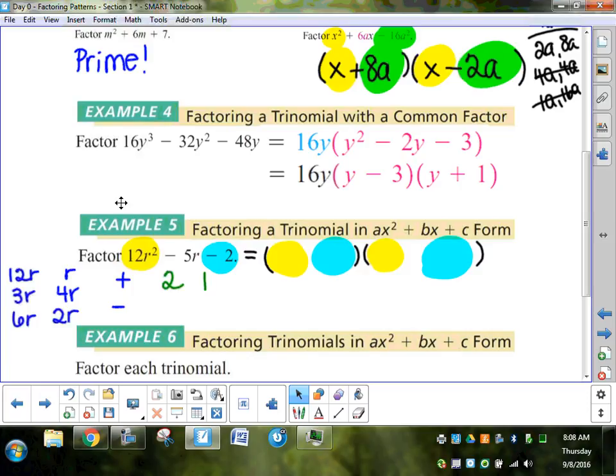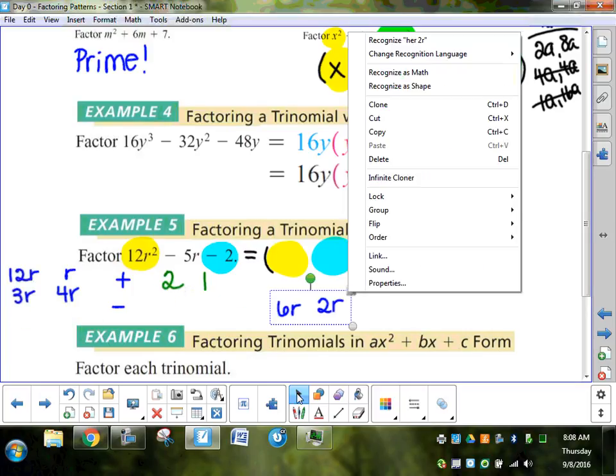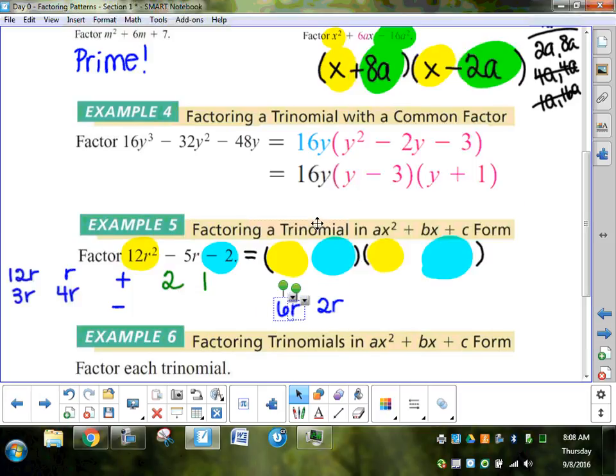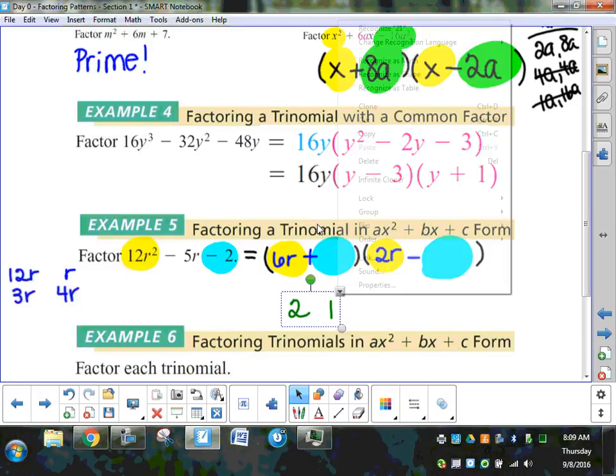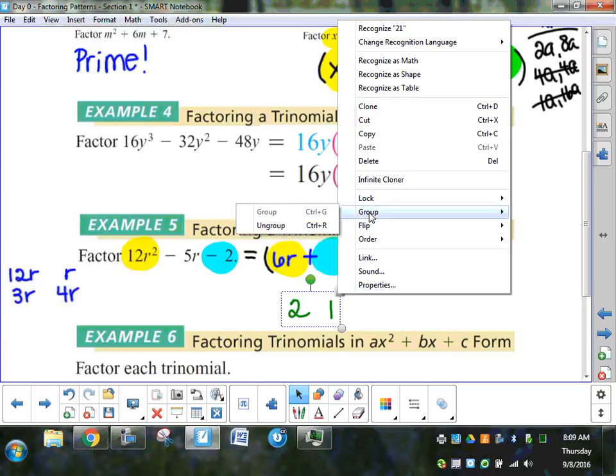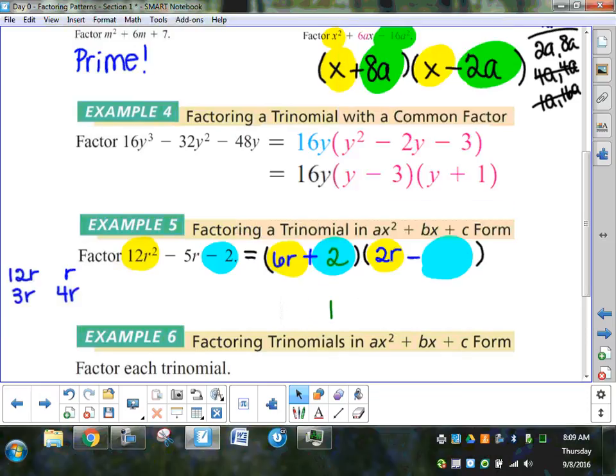So, I'd start off and say, let's try. So I'll start off and say, all right, the 6R we'll put here, the 2R I'm going to put here. I've got a plus and a minus that I need to ungroup, so maybe I'll try a plus here and a minus here. And I've got to plug in a 2 and a 1. So I got a 2 here and let's say a 1 here, right? Now, let's FOIL that out and see if it works.